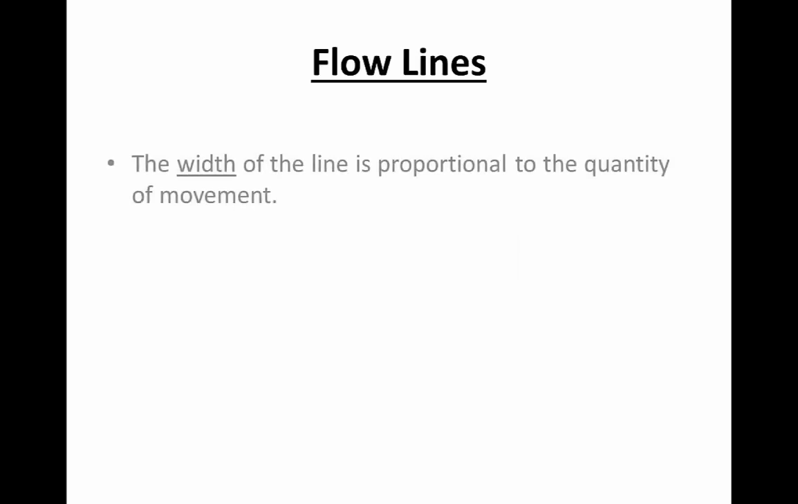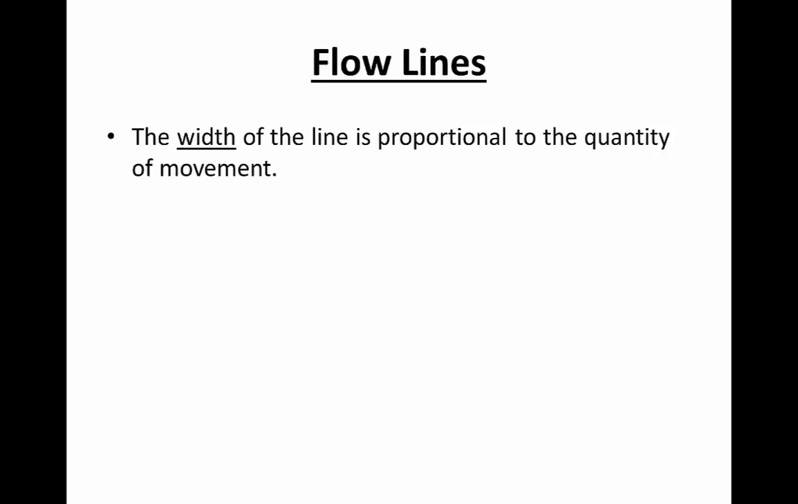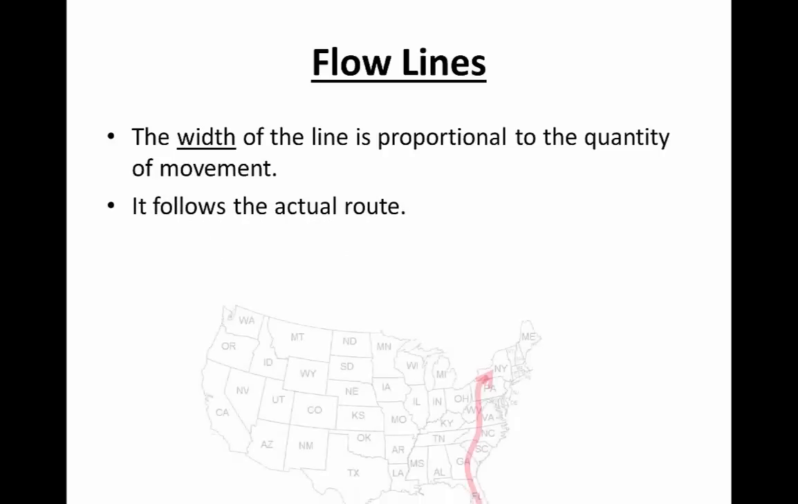Now we're going to look at movement maps. Movement maps are pretty much going to show how one person moves from one area to another, and they're often used in migration. The first of which is a flow line, and this is showing the width of the line from one person moving from one place to another, and it's proportional to the quantity of movement happening. It also follows the actual route of the movement.